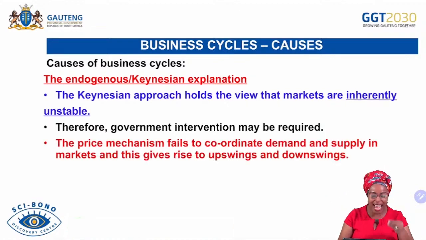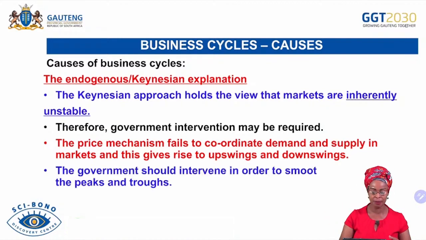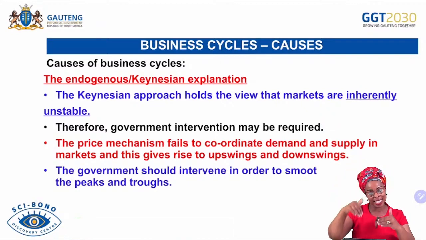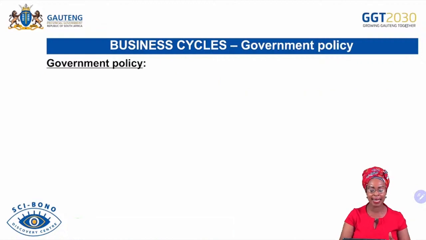It is the price mechanism that fails to coordinate demand and supply. That is their view. So if supply and demand are not equal, there will be upswings and downswings. There will be shortages, or there will be oversupply or undersupply of goods and services. The government should intervene in order to smooth the peaks and the troughs. So with the Keynesians, they want government intervention so that they smooth out the peaks on top and the troughs on the bottom of the business cycle.